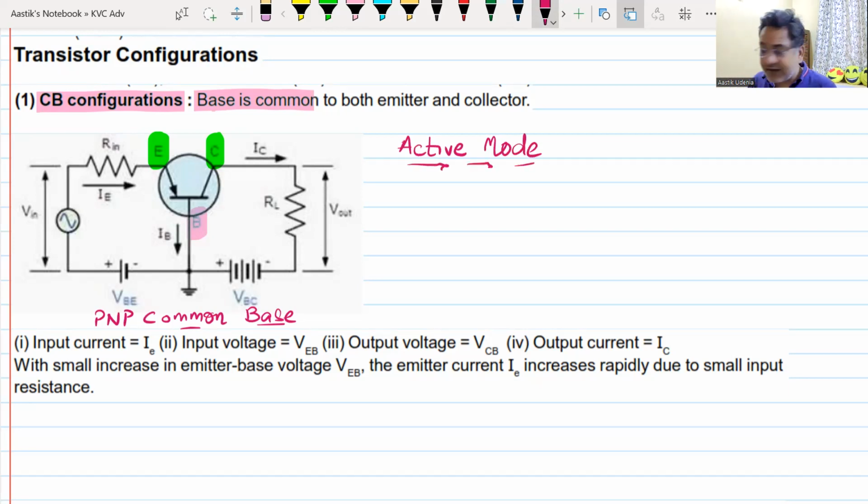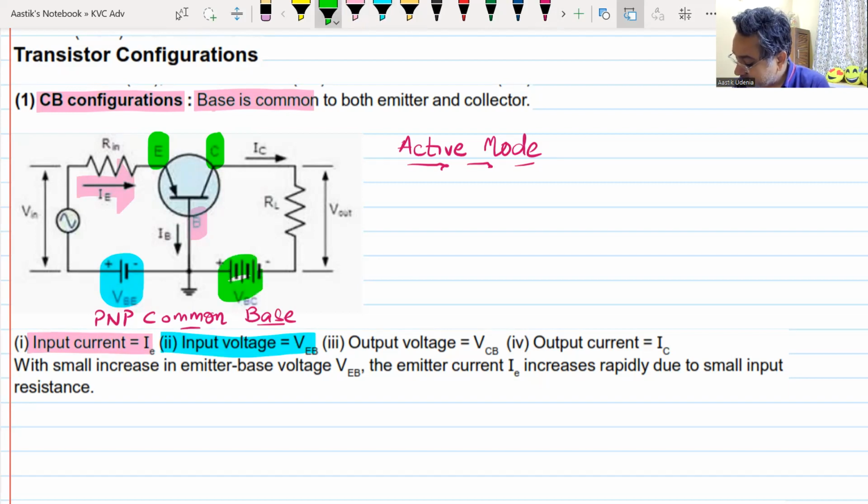And whenever it is in the active mode, we draw its graphs, which are known as its characteristics. So that is what we are going to draw. Let's first have some terms. You can see this IE. This is known as the input current. Do we understand this? Yes, sir. It is on the input side. VBE, this is the input voltage. Whether you call it VBE or VEB doesn't matter. Do we understand this? Yes, sir.